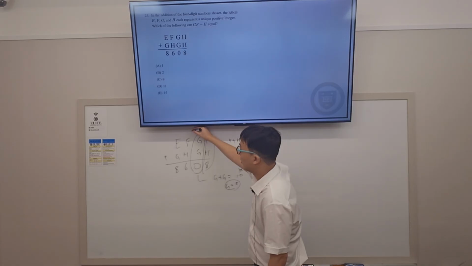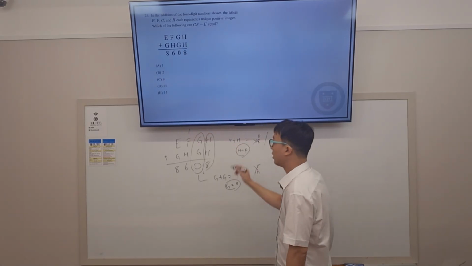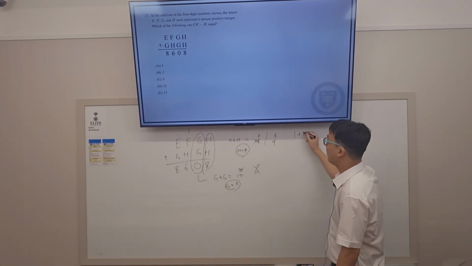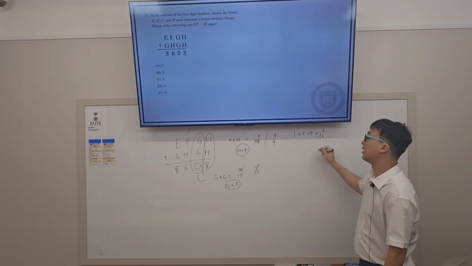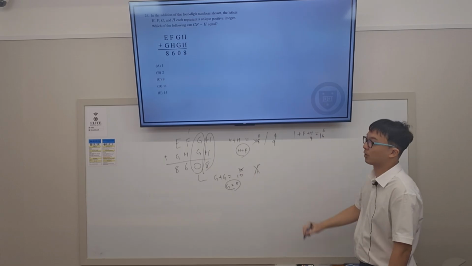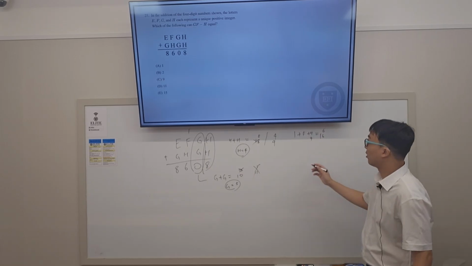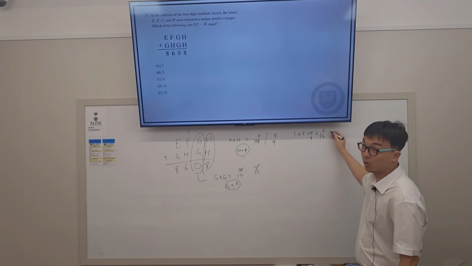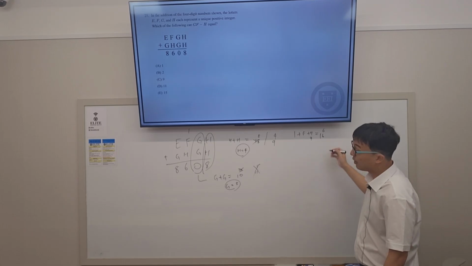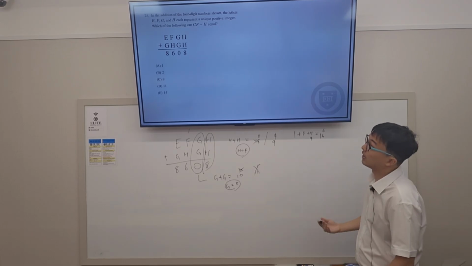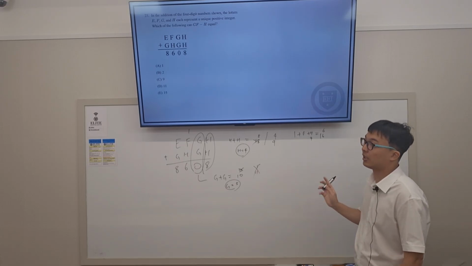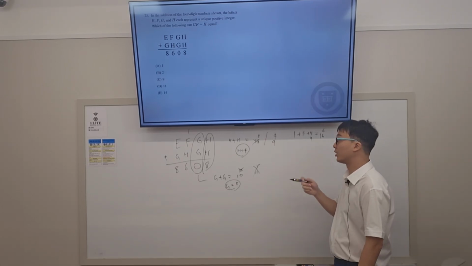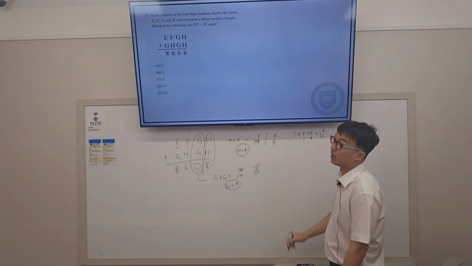Additionally, the 1 will carry over. So we have 1 plus F plus H is equal to 6 or 16. H is 4. Therefore, F is either 1 or 11. F cannot be 11 because it is a single digit. Therefore, F is 1.